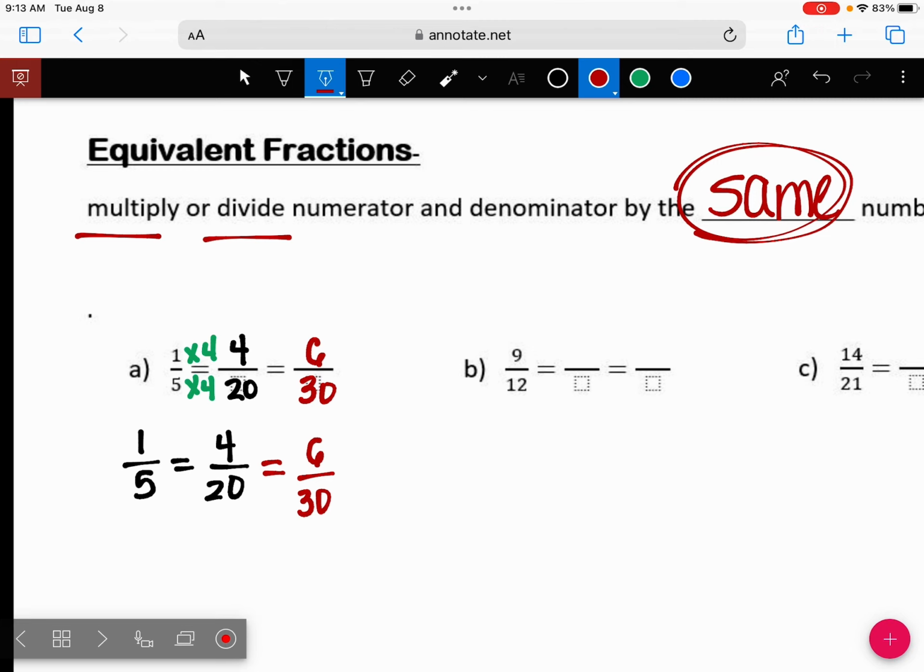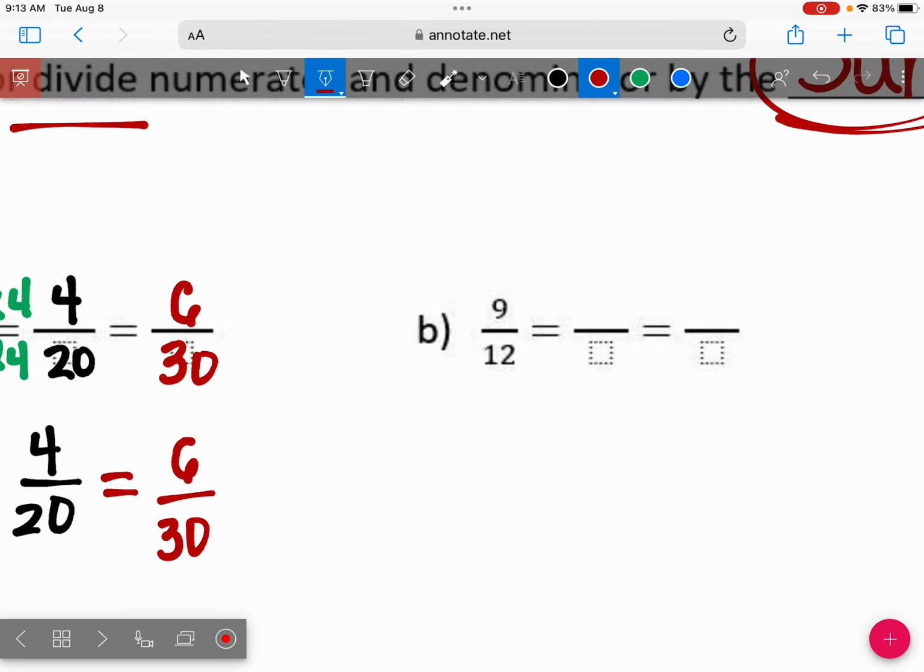So let's look at B. So now let's start off by dividing, because this one can be divided. What's a number that divides into 9 and 12? 3. So if you divide 9 over 12, I'm going to start by dividing it by 3. Then I would get 3 over 4. 3 over 4 is equivalent to 9 over 12.